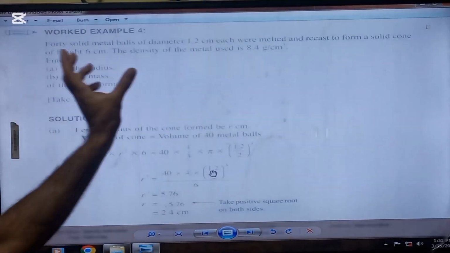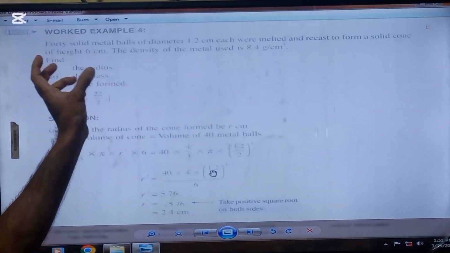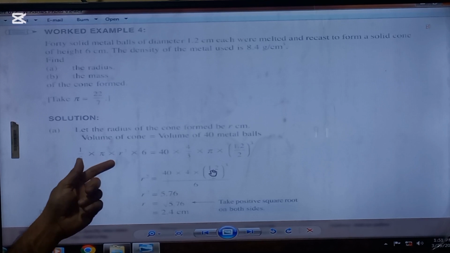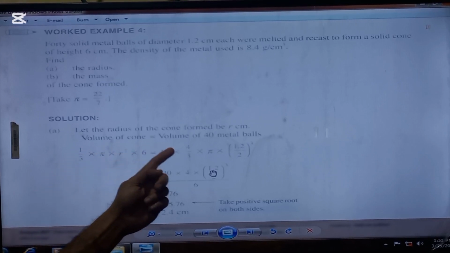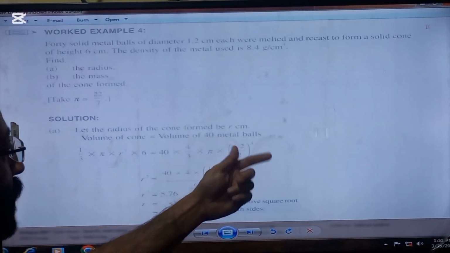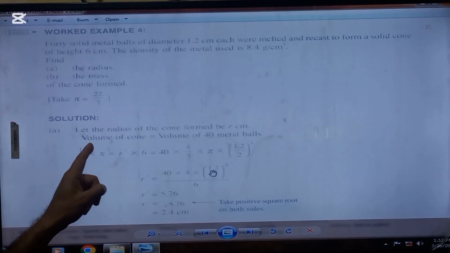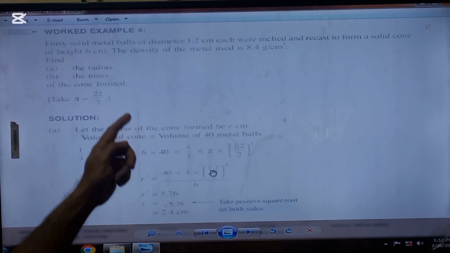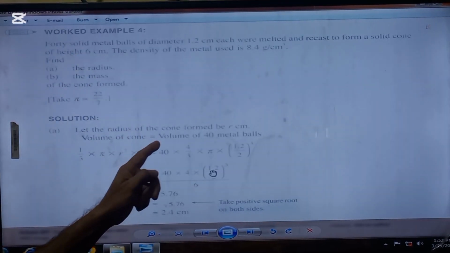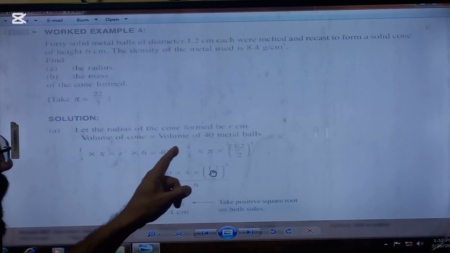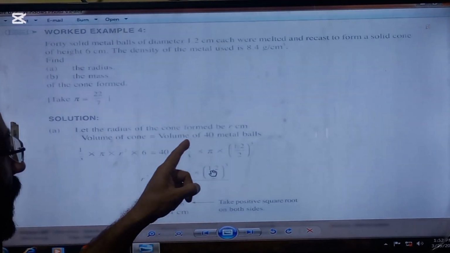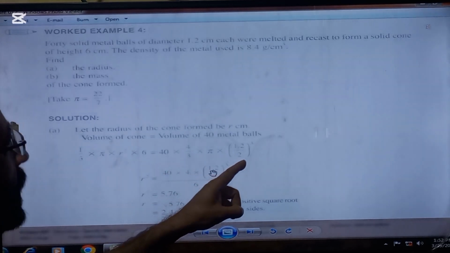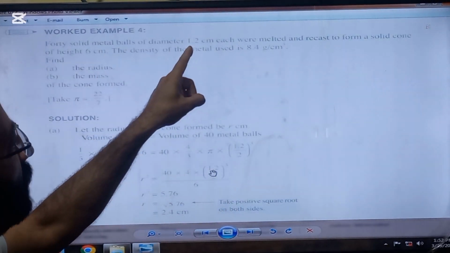So it means that 40 spheres are going to be melted and recast into the shape of the cone. So the volume of the cone will be equal to the volume of the 40 metal balls. The cone's volume formula is 1 by 3 pi r squared h, and h is given, that is 6, of the cone equal to 40. So 40 will remain the same, and one sphere's volume formula is 4 by 3 pi r cubed, and r we will find from here.